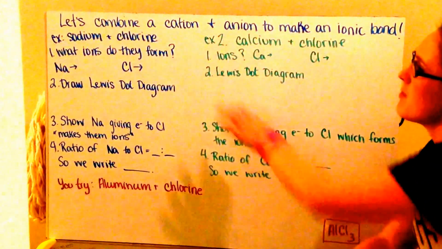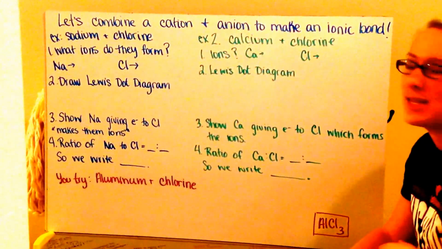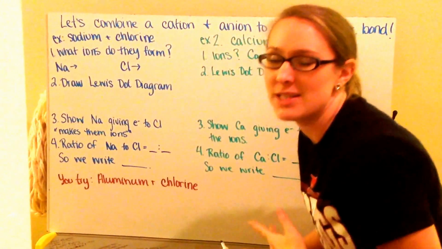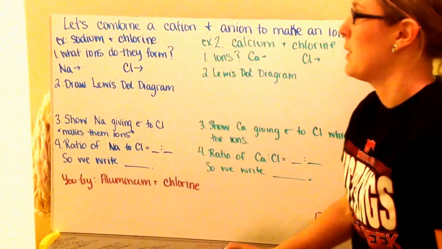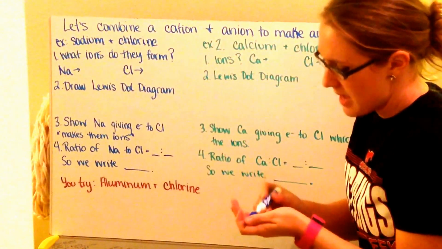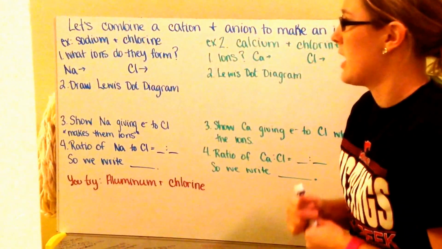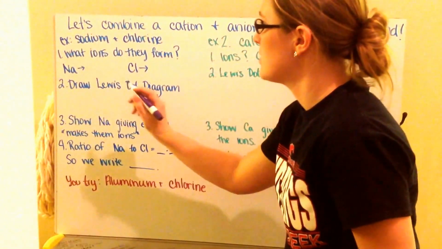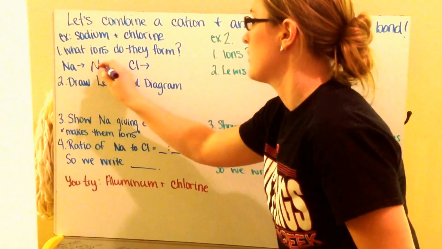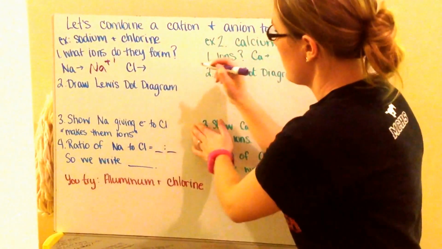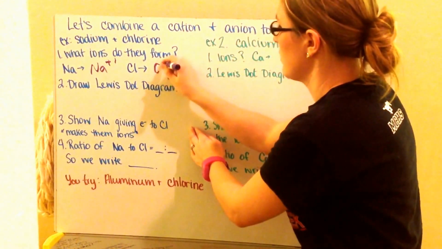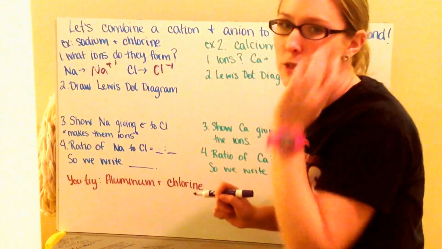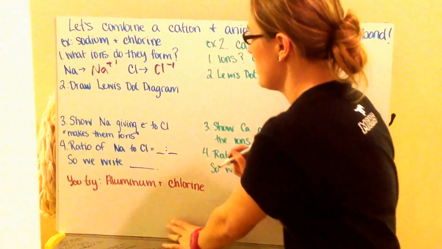So now let's go ahead and combine our cations and anions together to make my ionic bond. To do that, we can show the electrons actually being donated from one to the other. So let's start with sodium. If I'm adding sodium plus chlorine, first I want to know what ions are going to form. Well, sodium is a plus 1 ion because it's in group 1, so I'm going to have sodium plus 1. And then I'm also going to have chlorine minus 1. Then I'm going to go ahead and draw the Lewis dot diagrams. You have examples from that in the POGL that we're going to do.